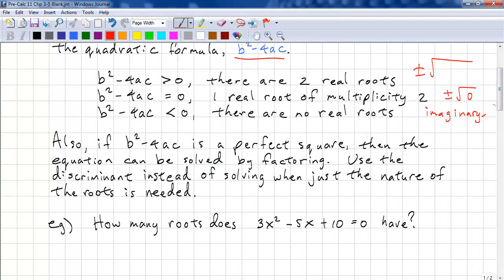Another thing that you can tell from the discriminant is, if it's a perfect square, that means we can take the square root of it as an integer. And that means the equation can be solved by factoring. If it's not a perfect square, then we're going to get radicals in the solution. You're best off just using the quadratic formula to find your solution.